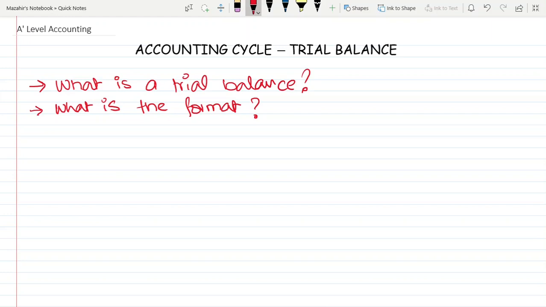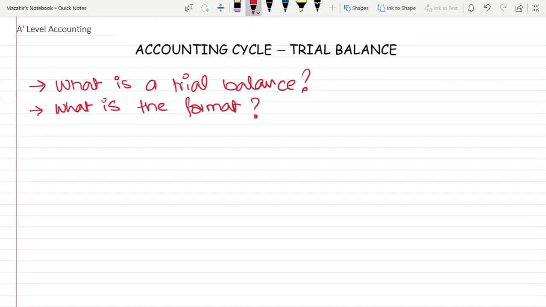I am your teacher Mazahir Ali, and today we will be talking about the trial balance, which is the third component of our accounting cycle, which is under discussion from the last two lectures. Today in our lecture, we will cover some points which can be stated as: what is a trial balance? The second question, what is the format of a trial balance? And third, we will do a short example from our suggested books.